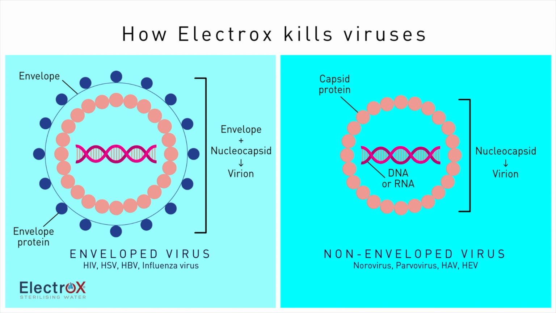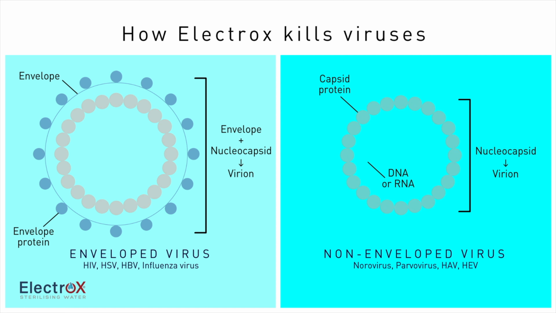When it comes to viruses, both enveloped and non-enveloped viruses, Electrox acts in a similar way. The hypochlorous acid can cross the virus's membrane easily and attack the DNA inside.